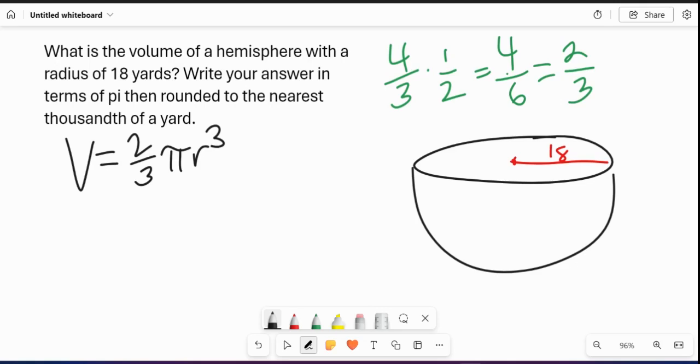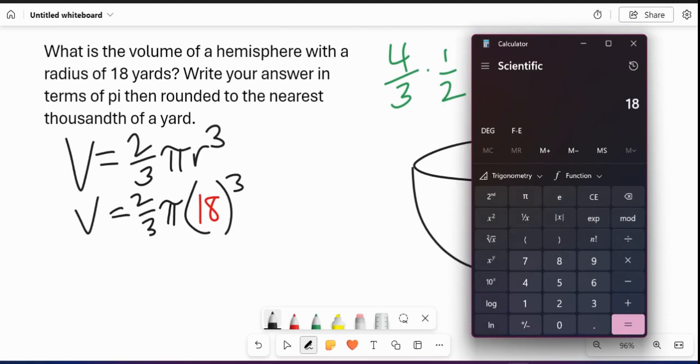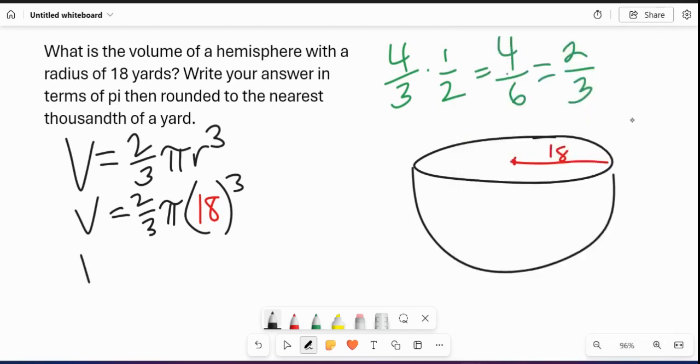So a little bit different than an actual sphere. You're just taking half of the 4, which is 2. Now we plug in my 18, right? That goes here. 18 cubed. We have 2/3, and we have pi, and we have V equals. Okay, again, 18 cubed. 18 exponent button 3 equals, times 2 divided by 3 is 3,888. 3,888 pi.